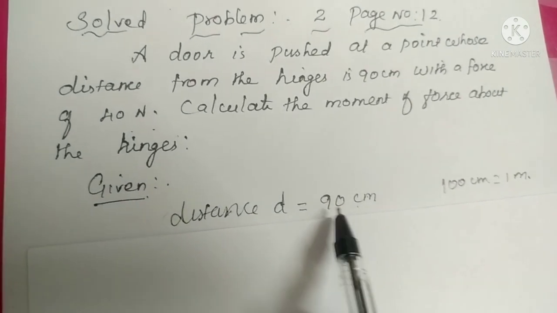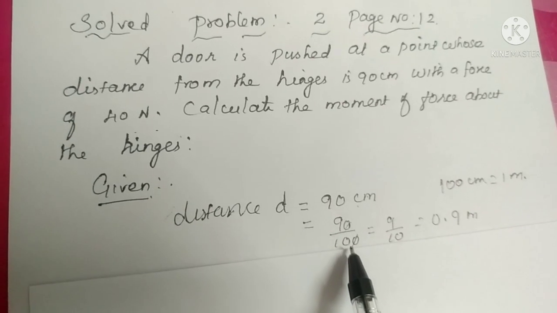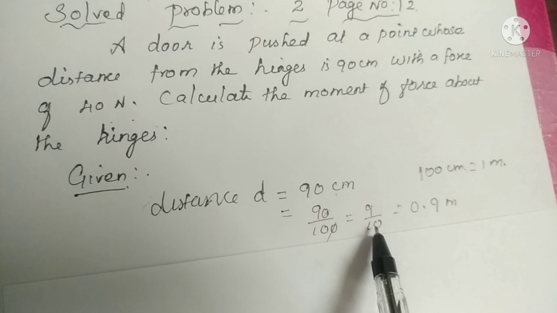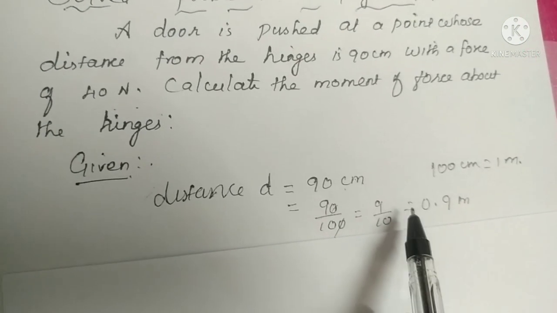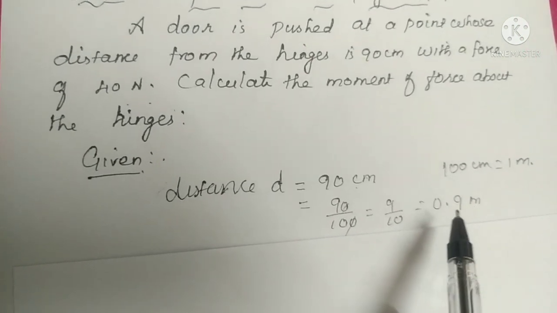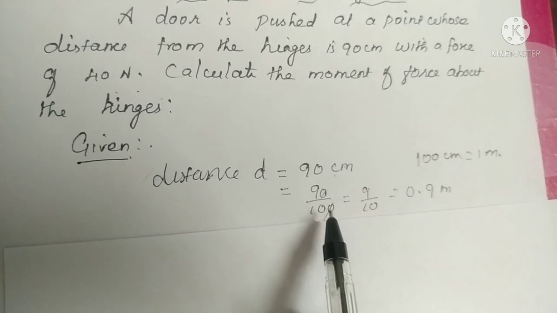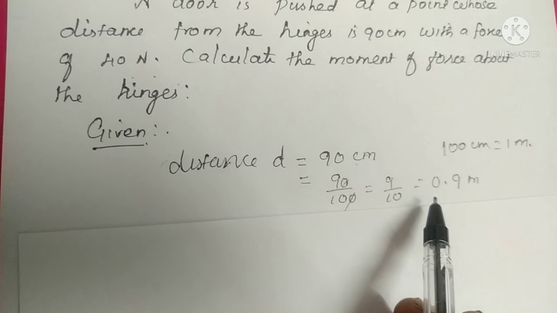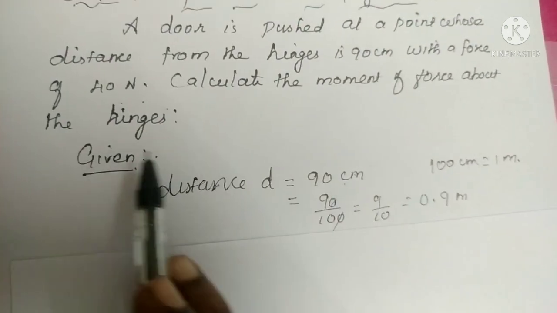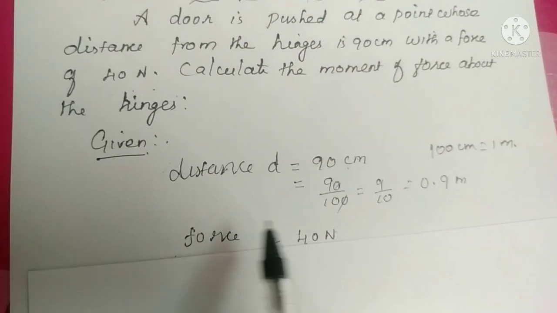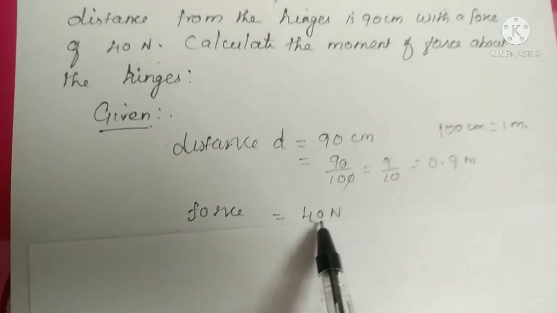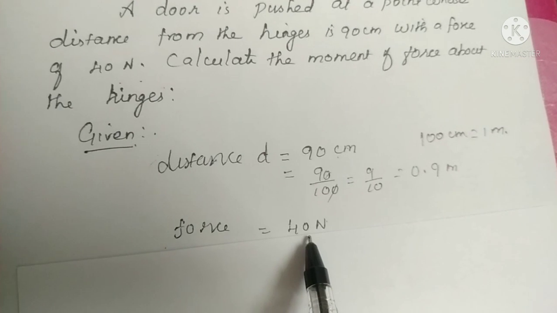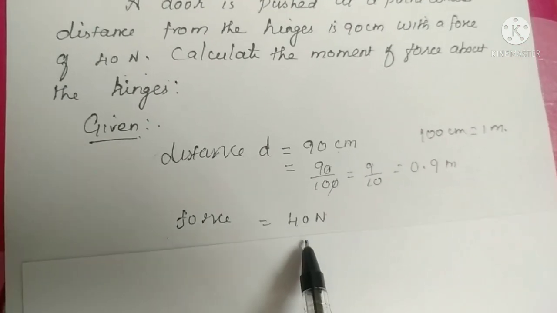What to do? Yes, 90, just you have to divide by 100. So 90 by 100 equals 9 by 10. If you cancel, you get 0.9 meter. So 90 centimeter, if you convert into meter, is 0.9 meter. Next, what they given? Force they given, isn't it? Force is equal to how much? 40 Newton. You have to write force equal to 40 Newton. So what are we going to find?